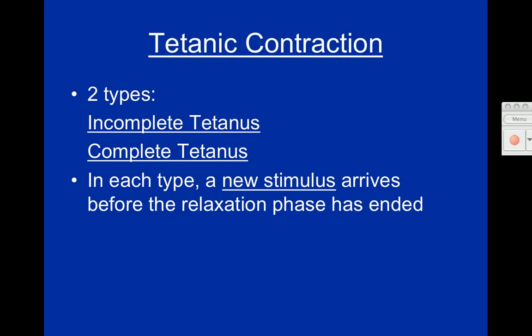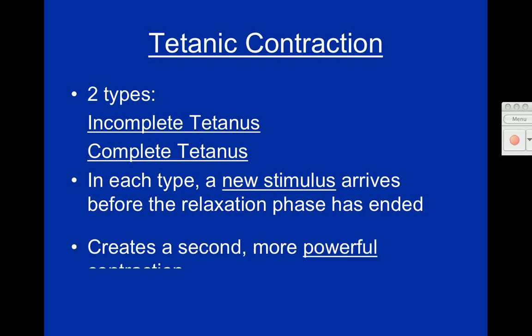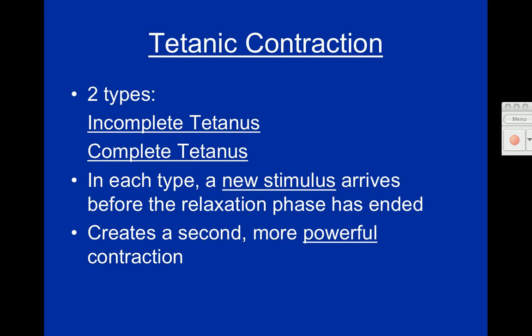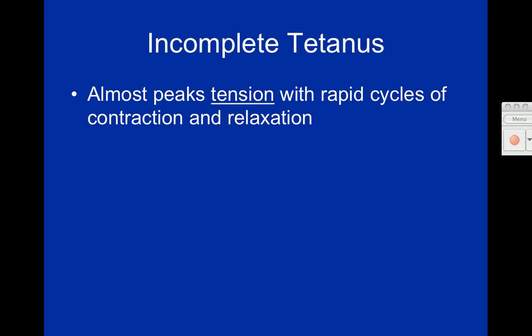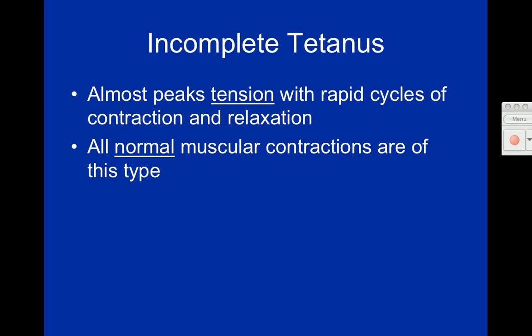In both types of tetanic contractions, we get a new stimulus arriving before the relaxation phase has ended in the twitch. So what happens is we get a second and more powerful contraction. It's almost like adding those twitches together to turn it into something useful. With incomplete tetanus, we get almost peak tension and very rapid cycles of contraction and relaxation. All of our normal muscular contractions are this type of tetanus. So as you're sitting there writing, walking, those are normal muscle contractions, and this is the kind of tetanus that we work with.